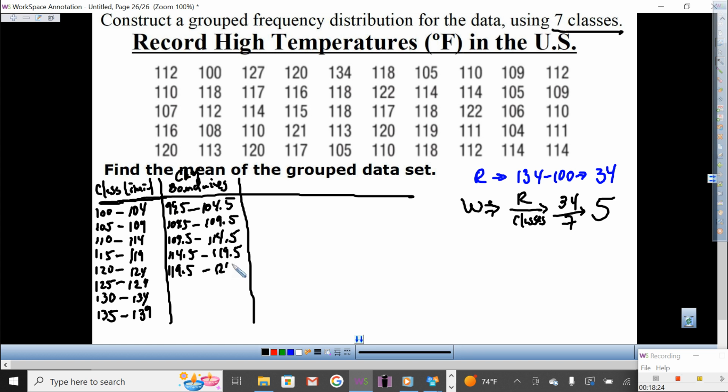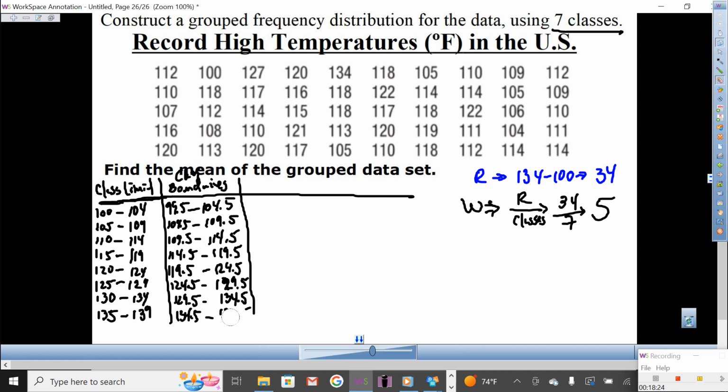119.5 to 124.5, 124.5 to 129.5, 129.5 to 134.5, and 134.5 to 139.5. Wait, how many classes? 7? 1, 2, 3, 4, 5, 6, 7. I think I did an extra one, right? So we don't need this extra one at the end.